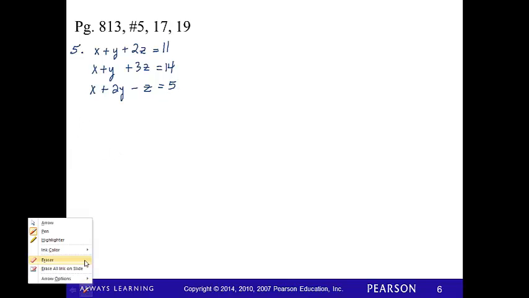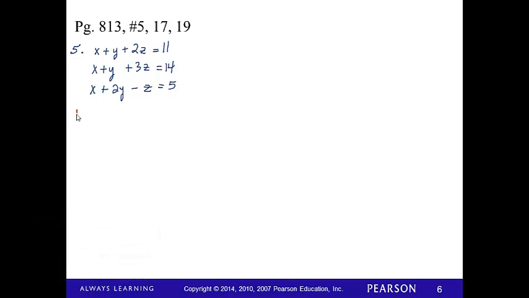Let's look at page 813, and let's look at number 5. It says solve each system. So we have x plus y plus 2z equals 11, and then x plus y plus 3z equals 14, and then x plus 2y minus z equals 5. The first thing we have to do, since we're going to be using our calculator, is write this system as an augmented matrix.